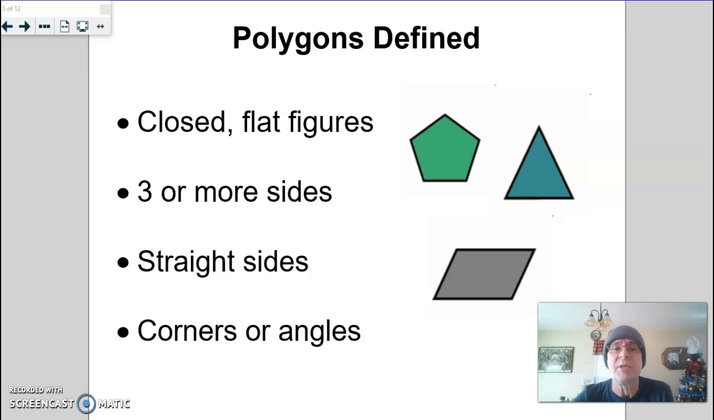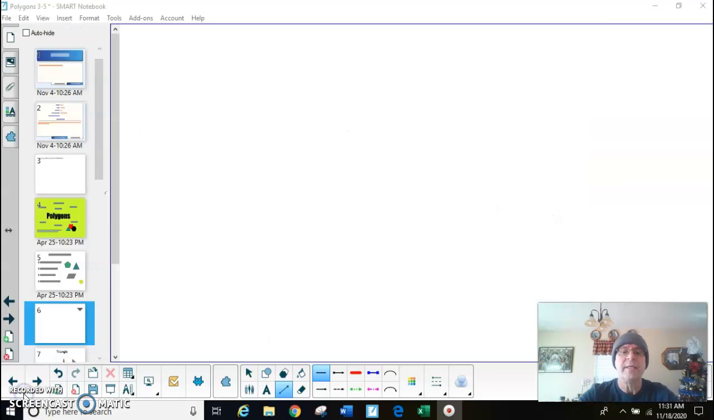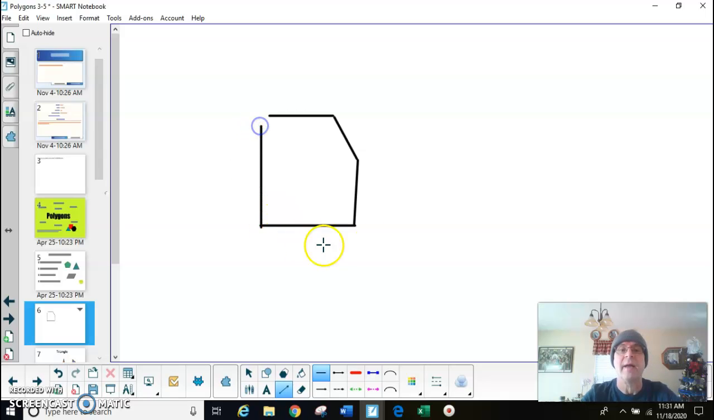All right, so let's go back over. It is a closed figure. In other words, the lines all connect. Okay, let's say I was to make a shape here, and I got this shape here, and I said, okay, is that a polygon? Or I could draw this over to here, and I could come up here like this, and I could say, okay, is that a polygon? No, that is not a polygon because it does not connect. The lines have to be straight lines, and they have to connect.